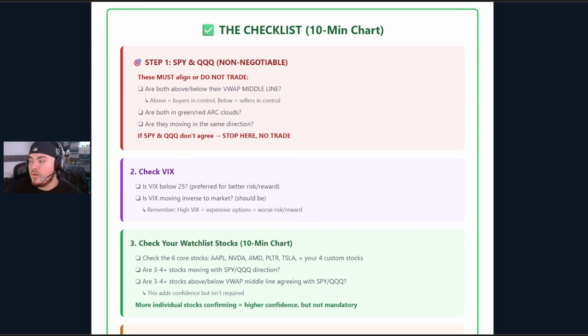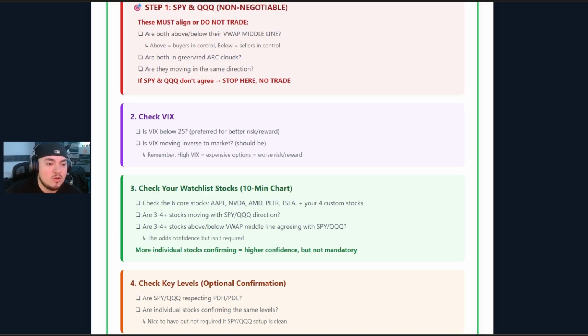So, step number 2 in our checklist, VIX below 25 is preferred for better risk to reward. Is VIX moving inverse to the market as it should be?